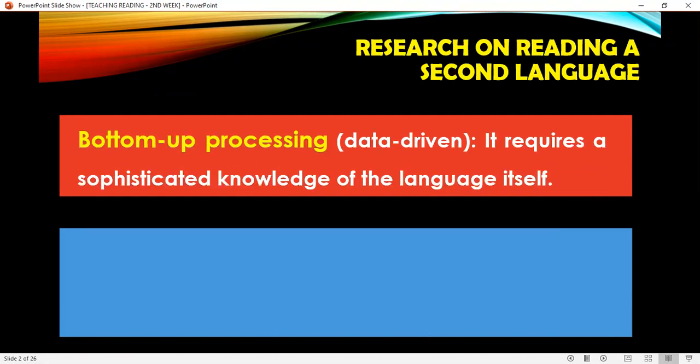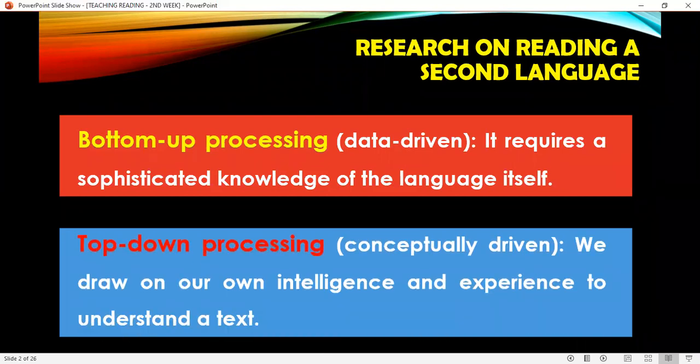So they talked about these two important processes. The first one is the bottom-up processing, or data-driven. It requires a sophisticated knowledge of the language itself because you analyze the text, right? Here you're going to analyze the text. So that's why here says that this is more important than the person who reads. And the second one is top-down processing, conceptually driven. We draw on our intelligence and experience to understand a text. Remember, that's why we talk about the prior knowledge. So here you have a brief summary of these two processes.